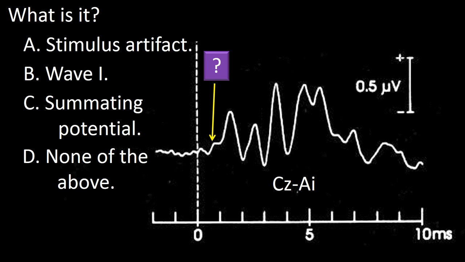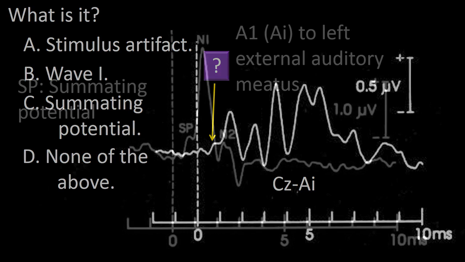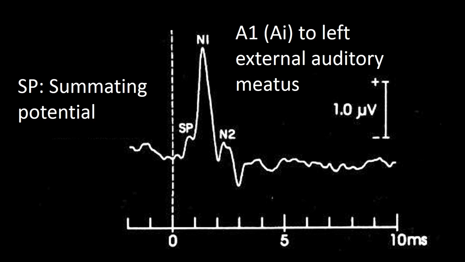This is the last question. What is it? A, stimulus artifact. B, wave 1. C, summating potential. D, none of the above. As you can see, now that we have done an electrocochleogram, the meaning of the previous wave becomes very obvious. We are dealing with summating potential.